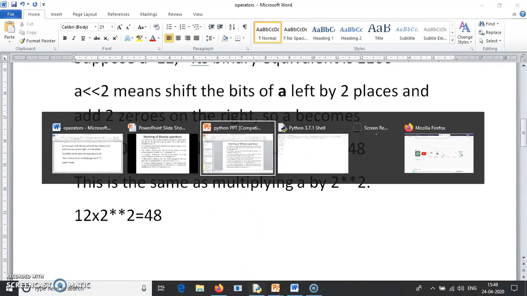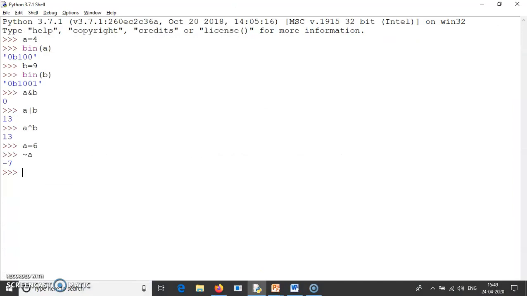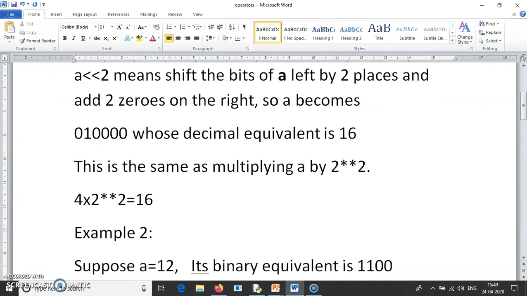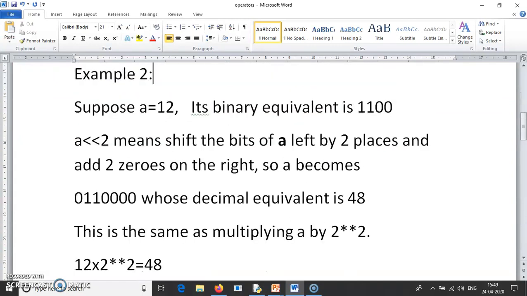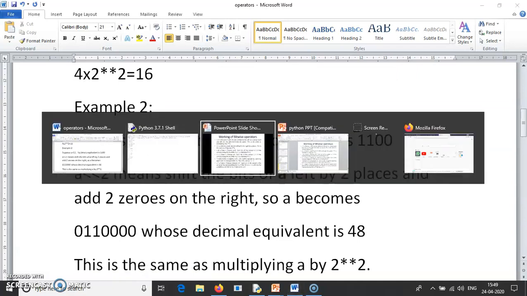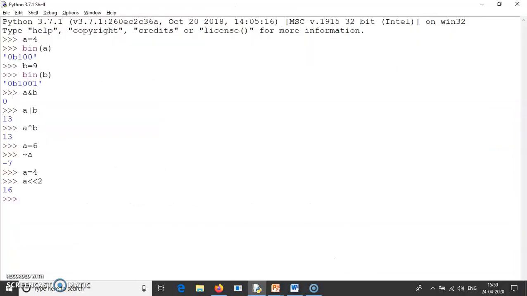Let's now see this in our interpreter. Let's take A as 4 and I'm going to left shift A by 2. So we get the answer as 16, as we saw here in the first example. Let's take the second example. Take A as 12 and left shift it by 2 bits. So the answer is 48.